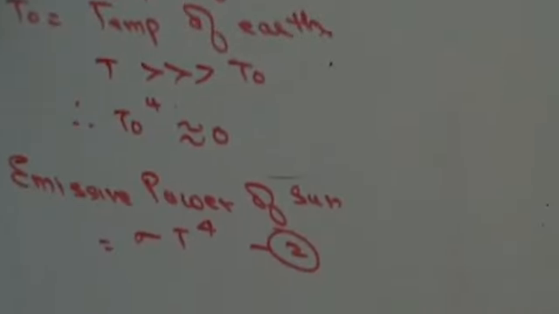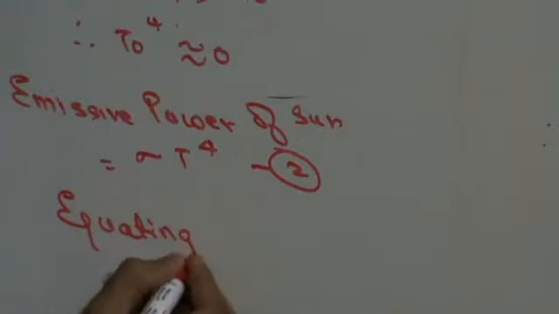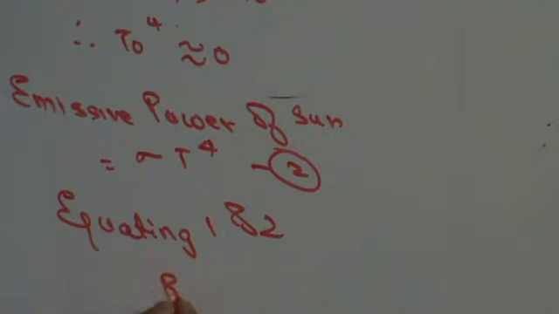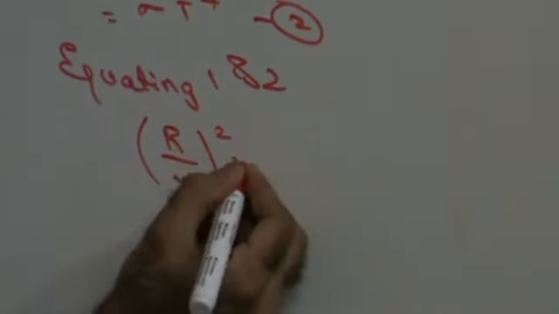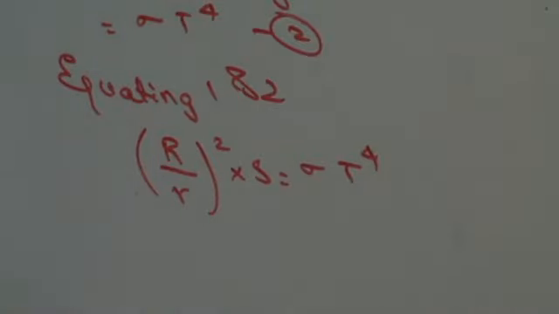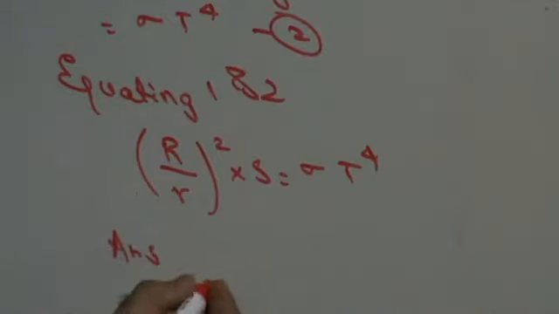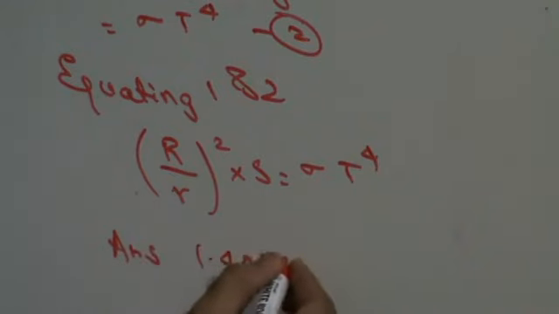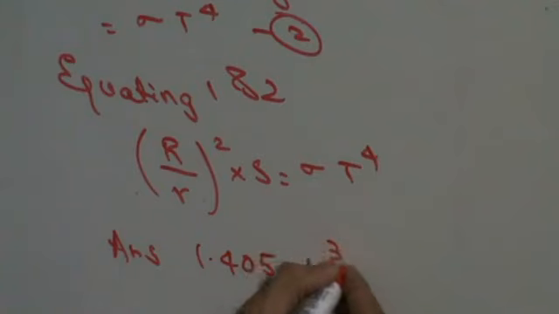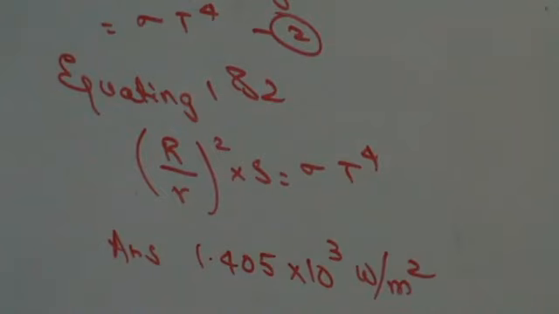Now, once you have this, I can equate the first and the second equation. Call this the first equation, call this the second equation. Both are emissive power, so equating 1 and 2, I'll get r upon R the whole square into S is sigma T to the 4. So in that case, you should get the value of S. S is the only unknown here. The answer for this should be 1.405 into 10 raised to 3 watts per meter square.